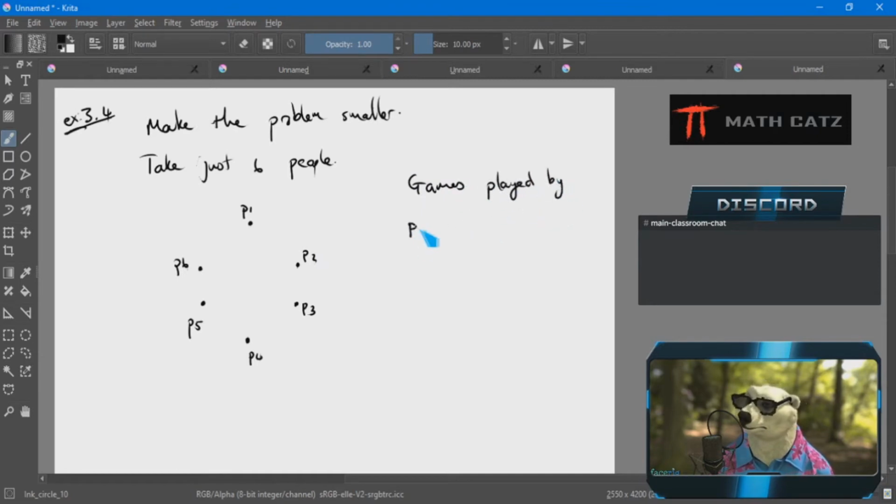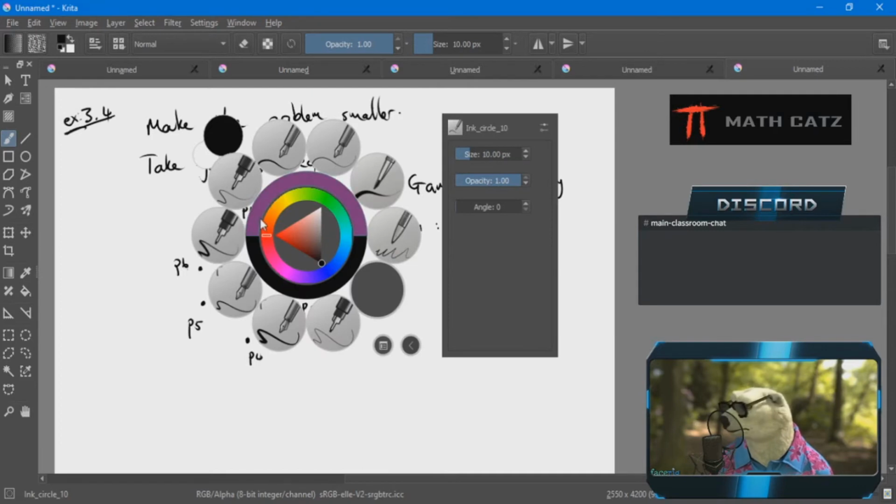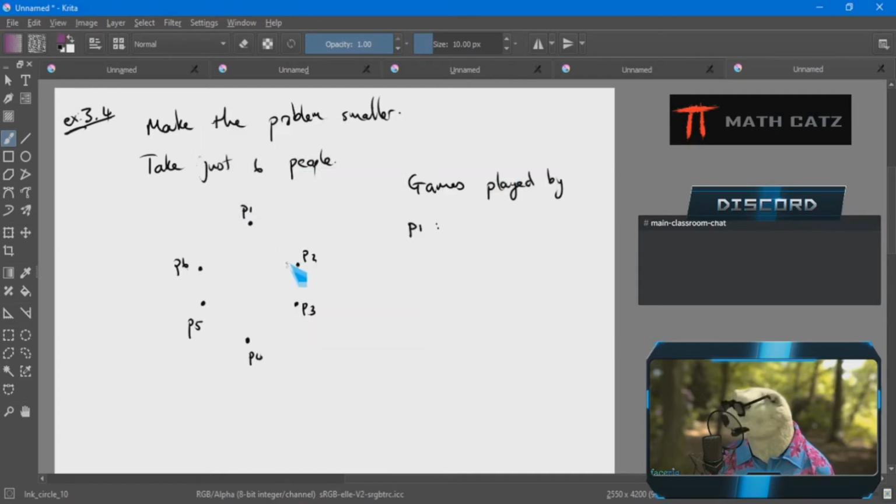by person 1. I'm going to use some color because it is nice. Ooh, that is a nice color. I like that. Person 1 is going to play against person 2, person 3, person 4, person 5, person 6. That will be 1, 2, 3, 4, 5 games. 5 games.